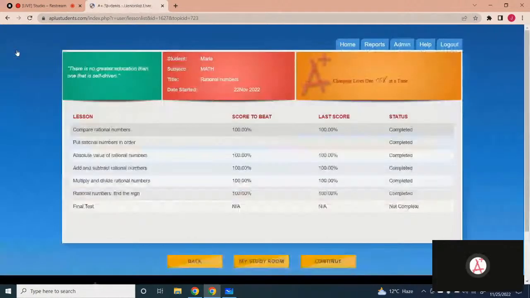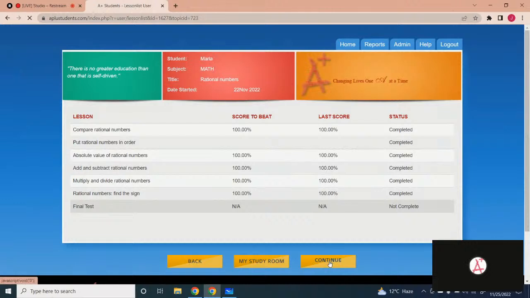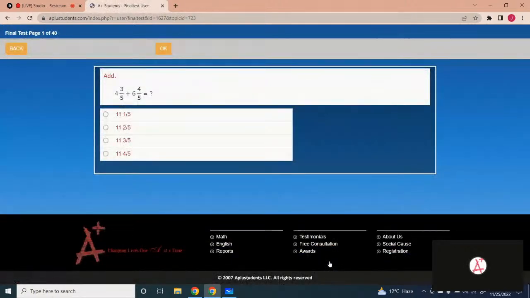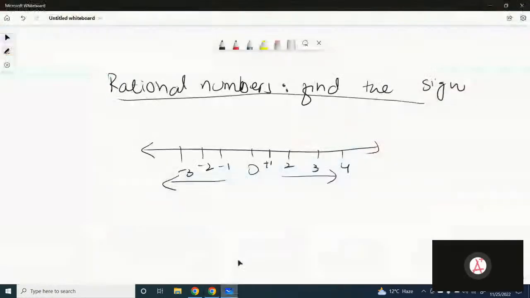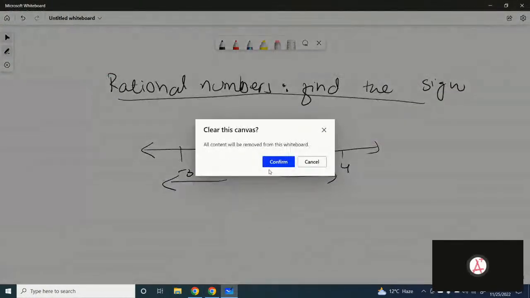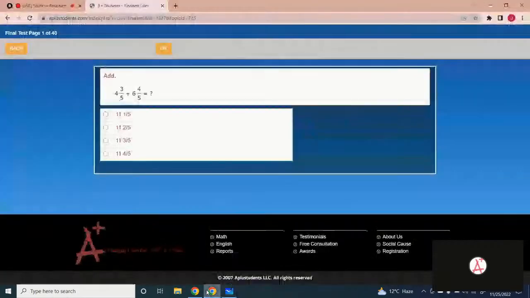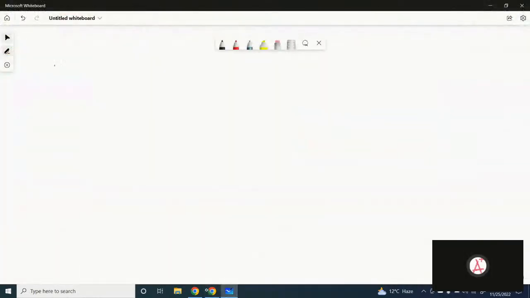The next topic is the final test of the chapter. Let's start with the final test. Okay, you have to add 4 whole 3 by 5 and 6 whole 4 by 5. That's the one we did today. Let me just add 4 whole 3 by 5.